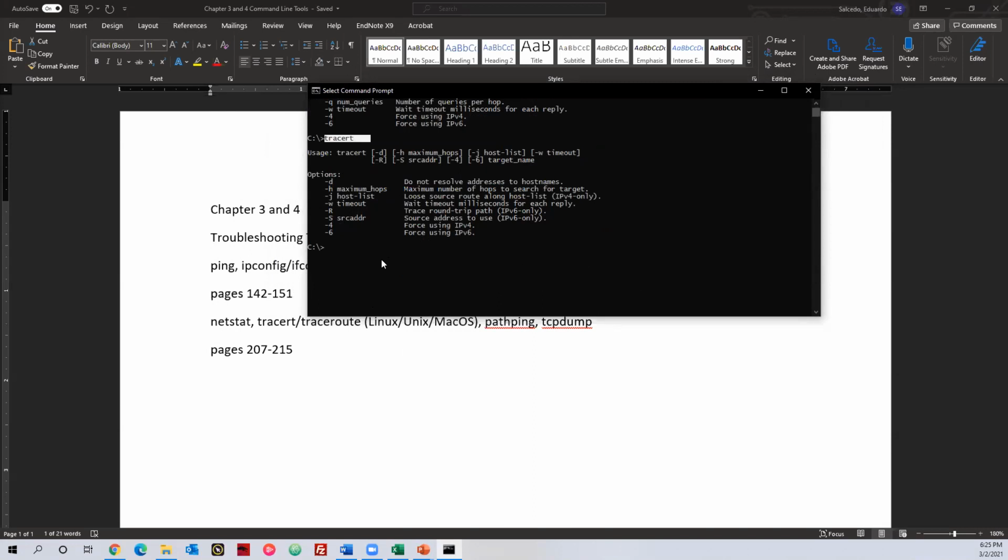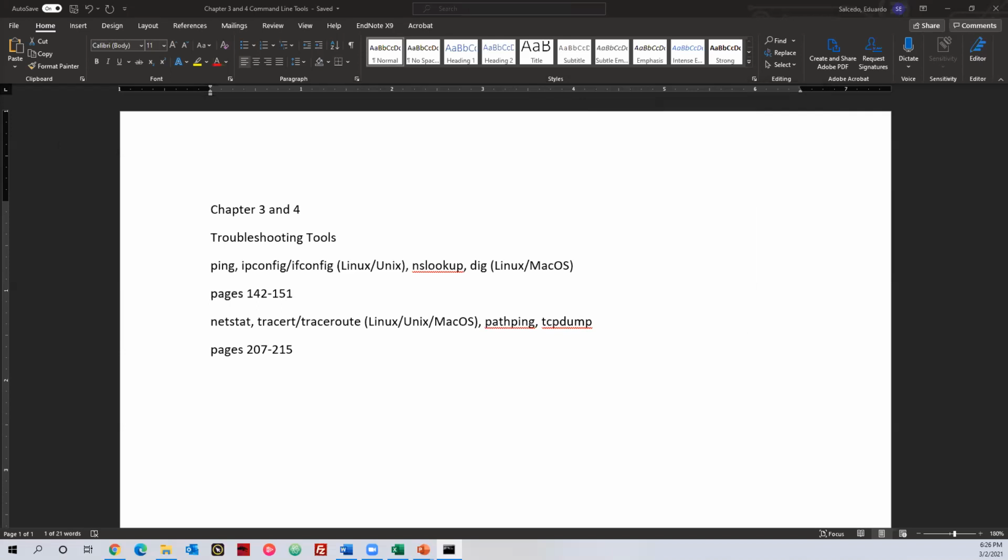And tcpdump, it's a packet sniffer. TCP dump, I'm sorry. But I don't have that.